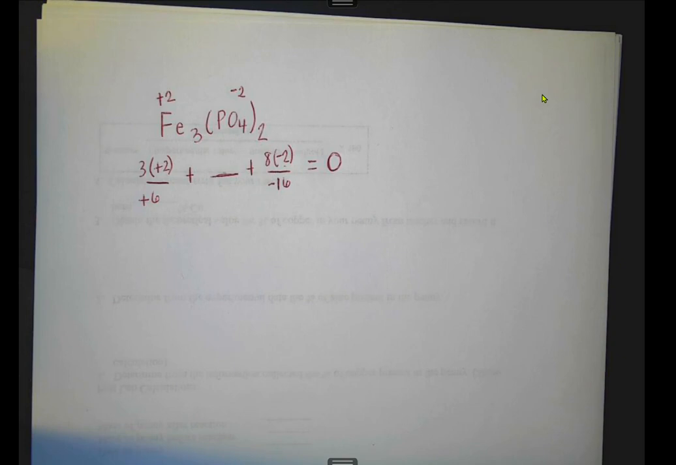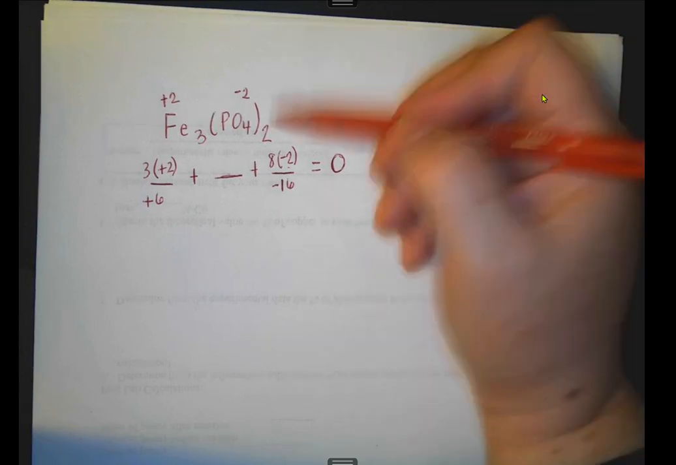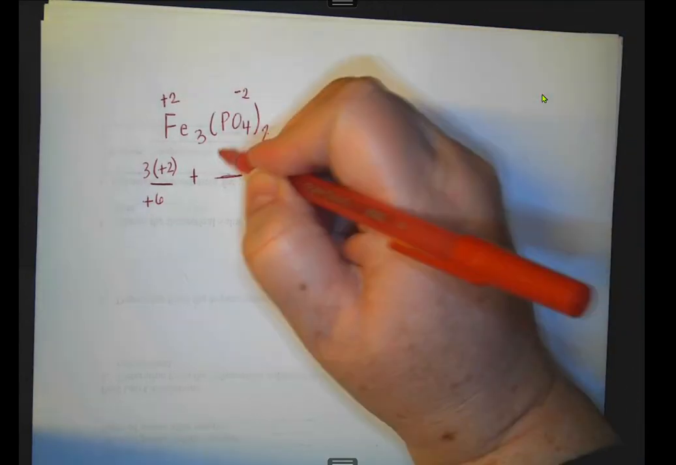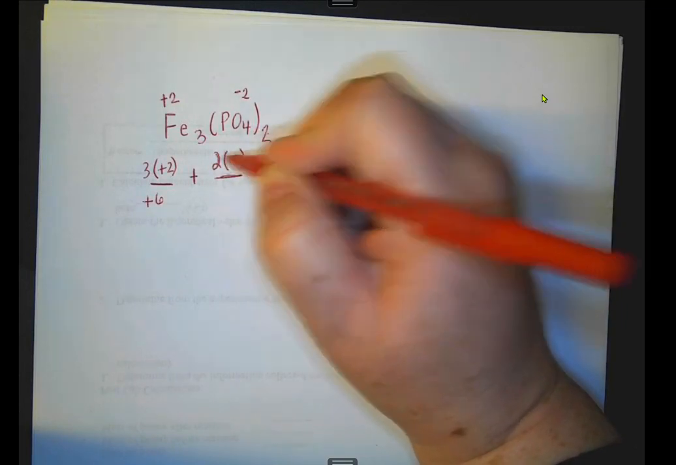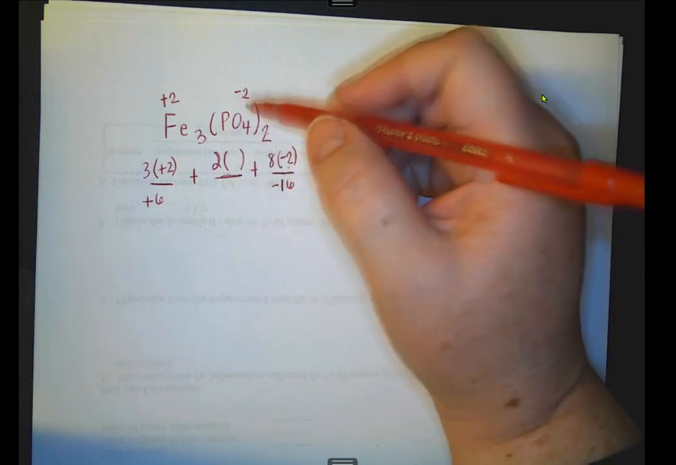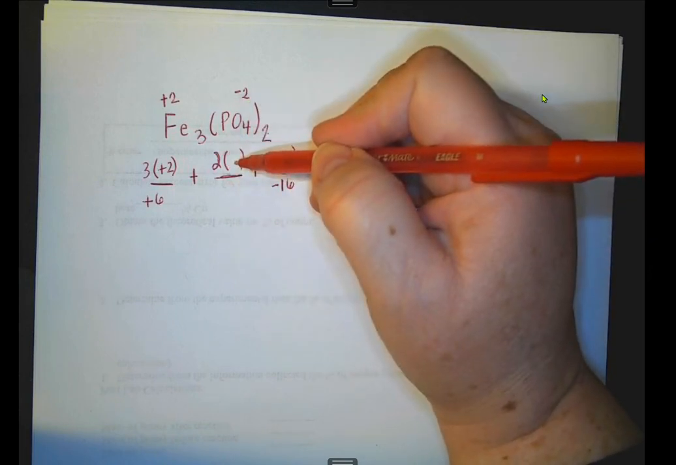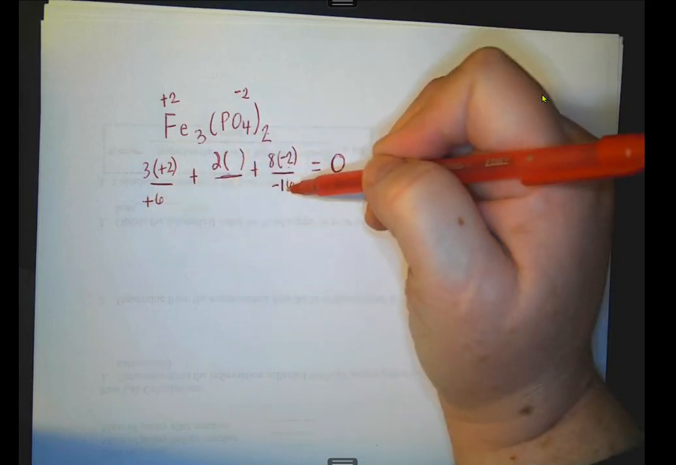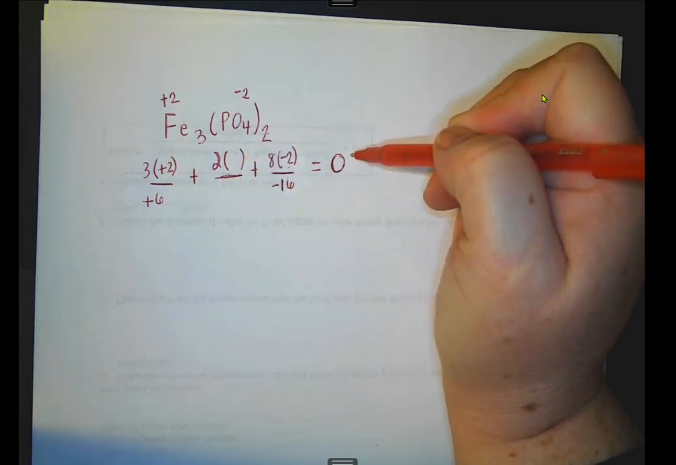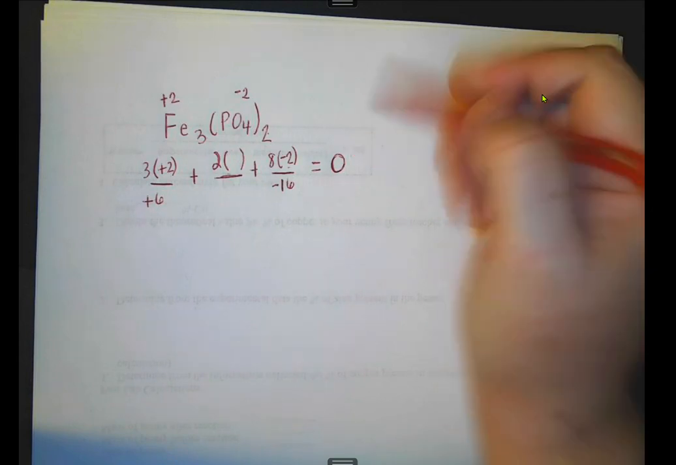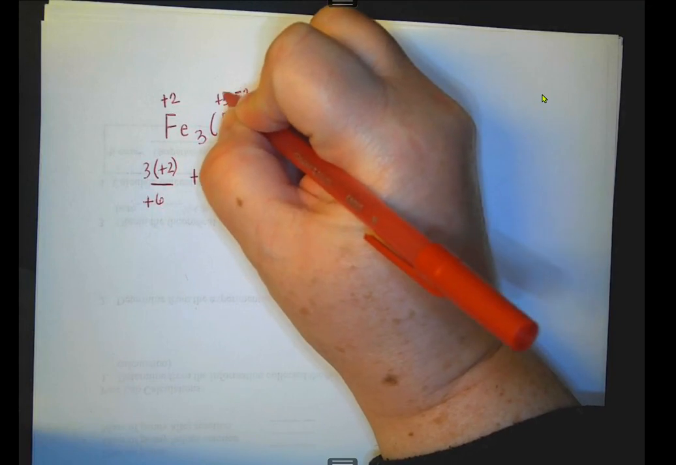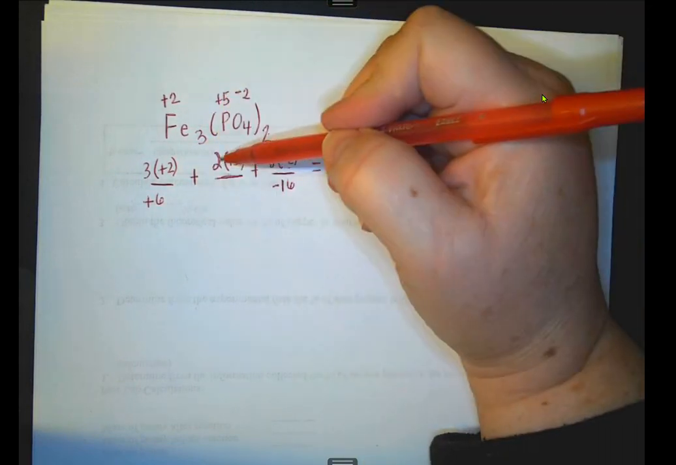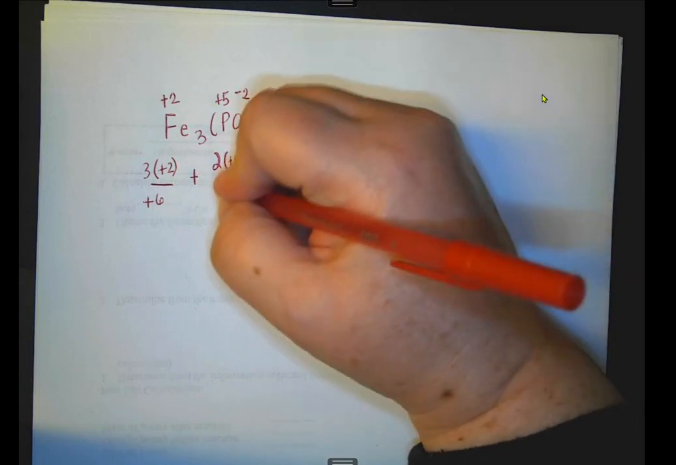Now, our last task is to assign the oxidation value to phosphorus. Okay, I want to point out to you that this 2 on the outside of the parentheses means there are 2 phosphoruses in here. So whatever we assign as my oxidation value to phosphorus has to multiply by 2 and then add to positive 6 and negative 16 to give me a value of 0. So I am going to assign a positive 5 to the oxidation value of phosphorus. Positive 5 times 2 gives me positive 10.